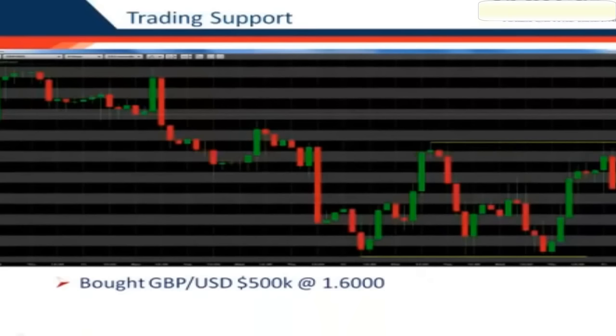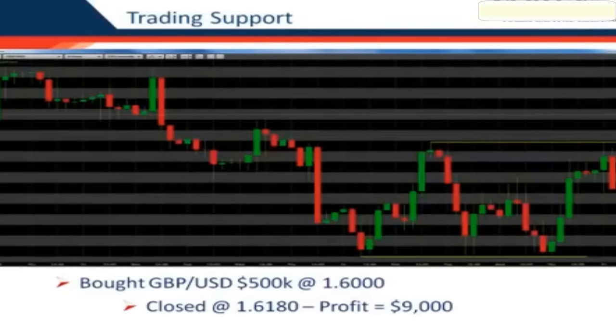You bought 500,000 sterling at 160 the figure, and the market rallied. You sold that trade at 161.80, creating a profit of $9,000. The important thing to note in this trade, the maximum risk was only $2,500 on the initial trade, so the risk reward has been exceptionally good.